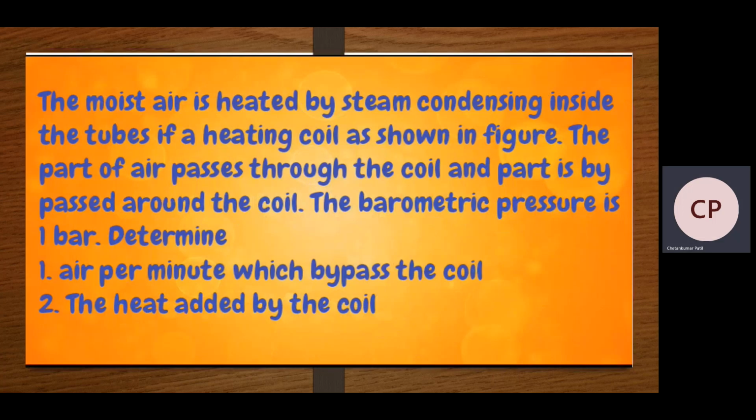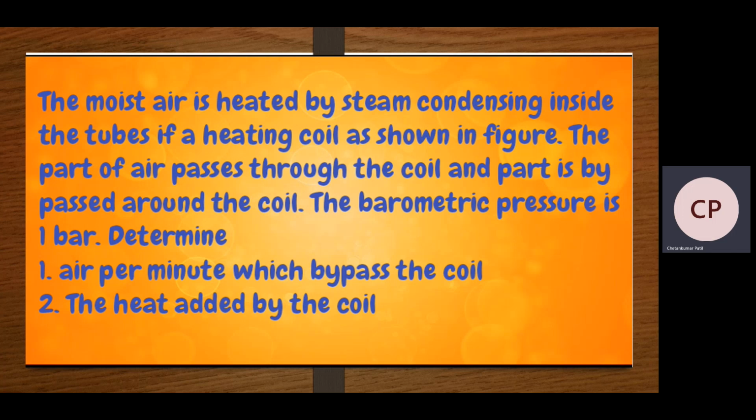The moist air is heated by steam condensing inside the tubes of a heating coil as shown in figure. The part of air passes through the coil and part is bypassed around the coil. The barometric pressure is 1 bar. Determine air per minute which bypass the coil and heat added by the coil. So this was the given problem.